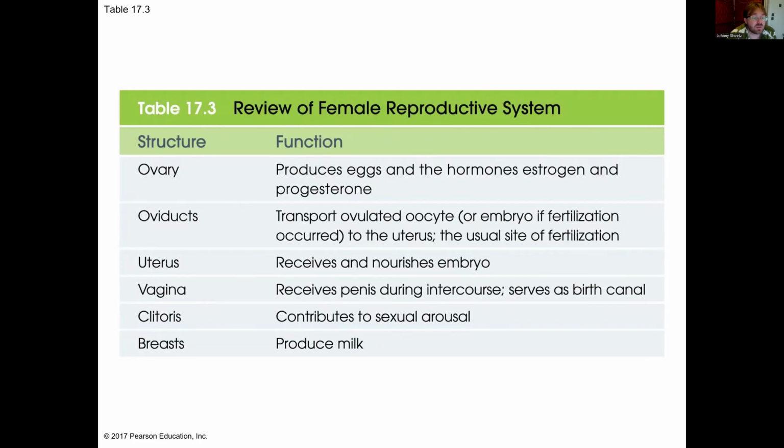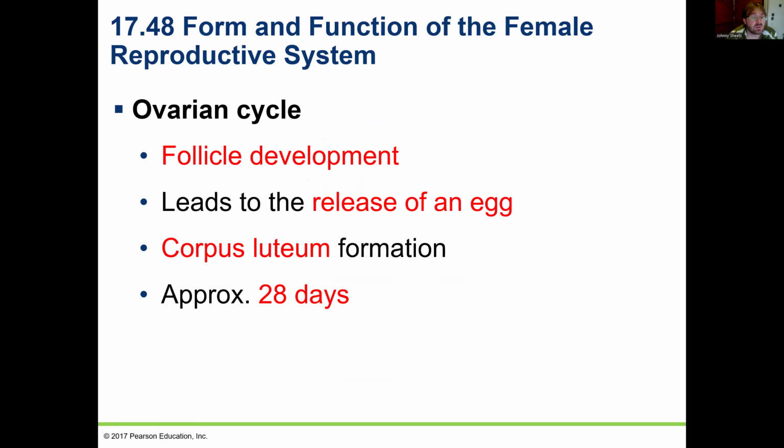So here's a review of the female reproductive structures and what they do, just to help with the studying again. Now, the ovarian cycle. This is going to be follicular development. It's going to lead to the release of an egg. It's going to form a corpus luteum. It is going to last approximately 28 days.